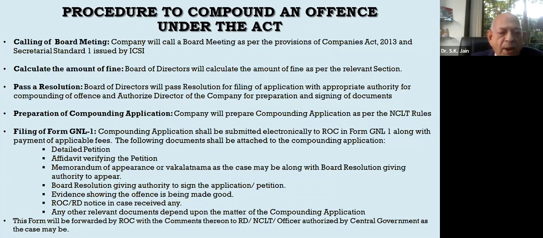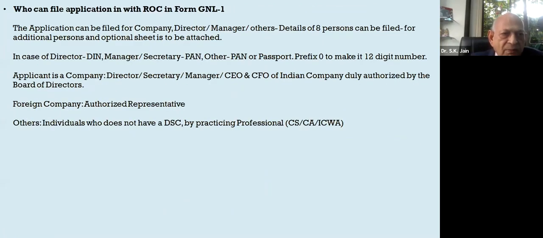Any other relevant document which may be annexed. Now, who can file an application with ROC? An application can be filed by the company, director, manager, others, and in one application, 8 persons can together file a single application. For additional persons, the optional sheet is to be attached.